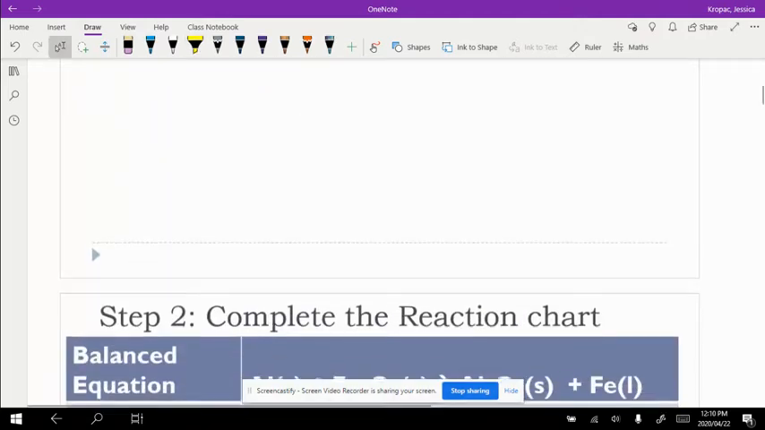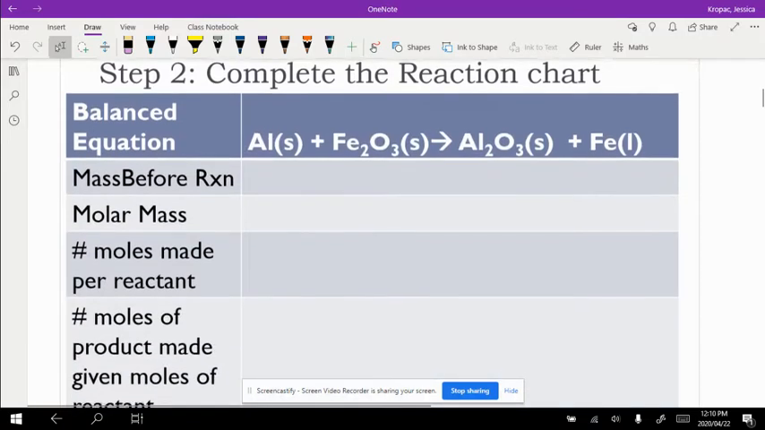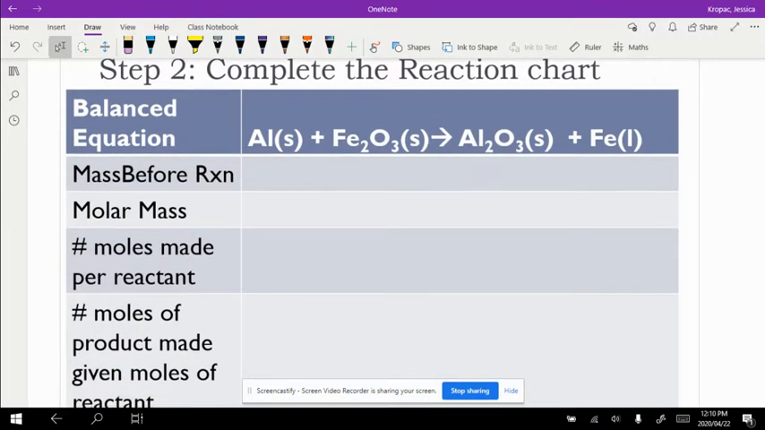The other thing that you are going to need is the chemical reaction. We're going to give you the chemical reaction in this case, and we're going to be going through and completing this chemical reaction chart. It's the exact same chart that you used in our last lesson for stoichiometry.